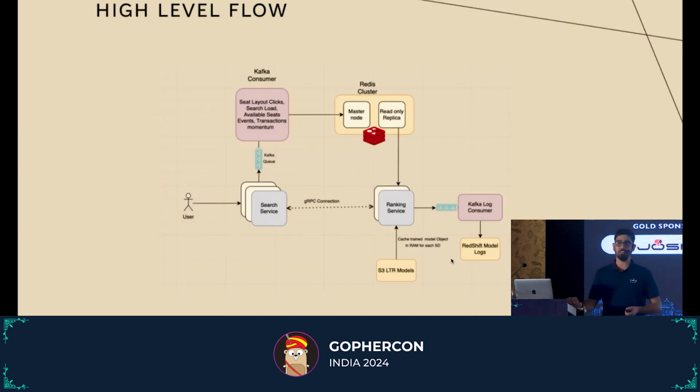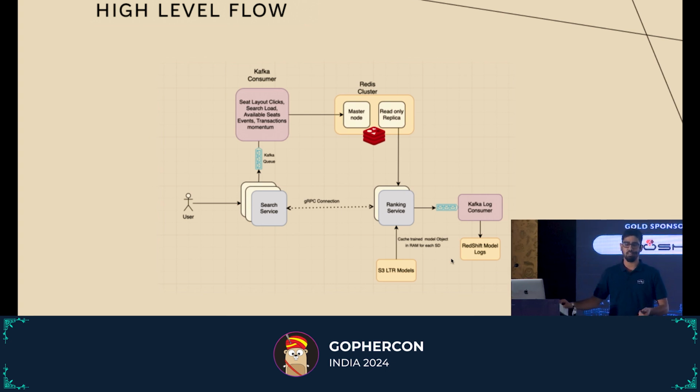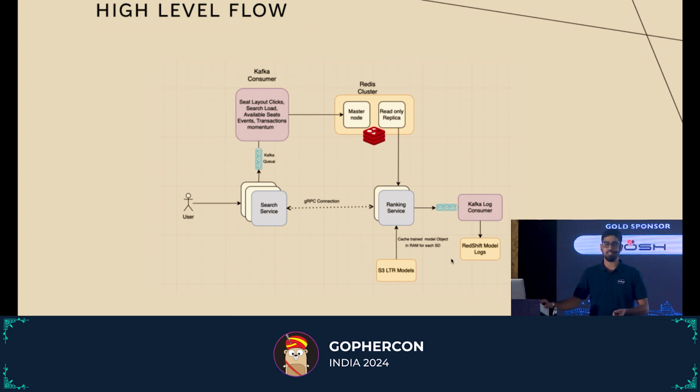So look at the high level flow. Whenever a user makes a search on Redbus, the request lands on a search service, and the search service fetches the data from the inventory service, and it sends the data to a ranking service over gRPC to rank the inventory.